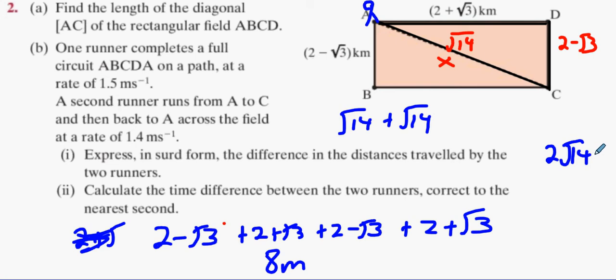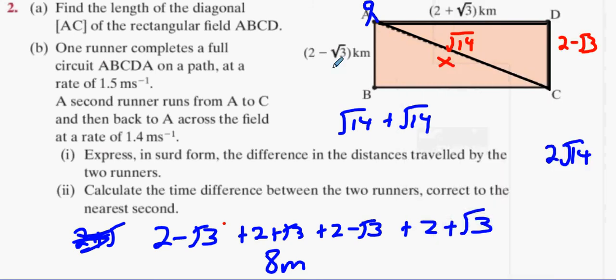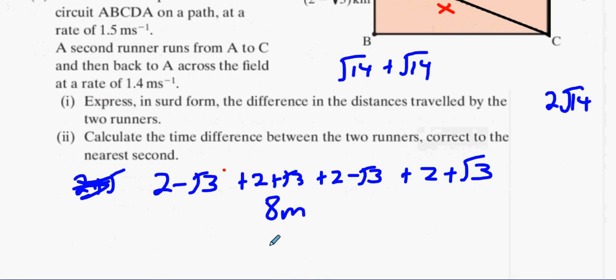Now, the differences. Lads, which one is bigger? 8 meters or 2 root 14? If you aren't sure, let's do that. 2 root 14 is shorter than it. How do you get the differences in the distance then? Just 8 take away your 2 root 14. Is that okay?